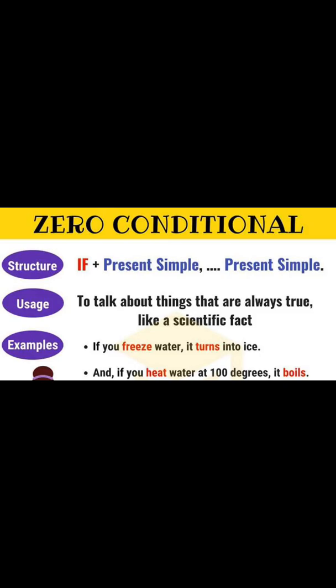We have some examples. First, we have: if you freeze water, it turns into ice. "Freeze" is a verb in present, and then we have "turns," which is also a verb in present simple. Remember, we add the letter S at the end of the verb because we have he, she, or it, right?